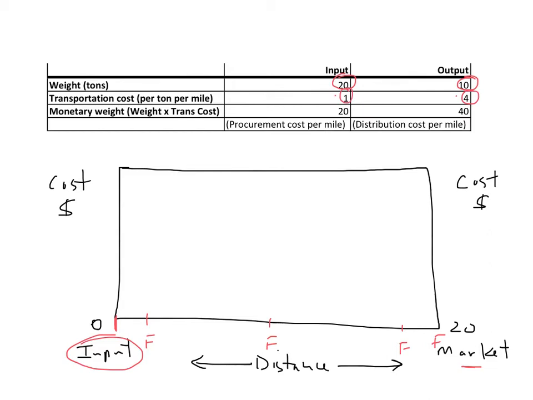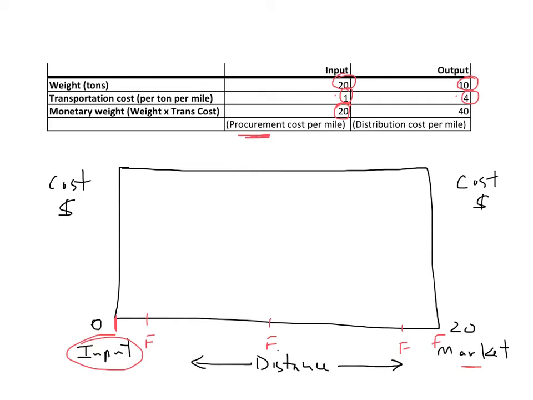What we're going to do is combine the weight and the transportation cost per ton per mile in order to get what we call the monetary weight. So this $20 is the product of 20 times 1, and that's called the monetary weight of the input. The monetary weight of the input tells us how much it would cost us to move our input 1 mile. If we located our factory 1 mile away from our input source, we would have to pay $20. If we located it 2 miles away, we'd have to pay $40 and so on. That's called the procurement cost, the cost of procuring the inputs for the factory.